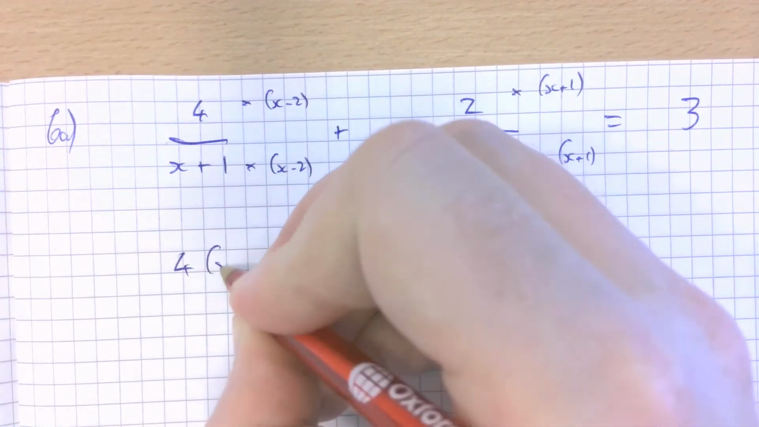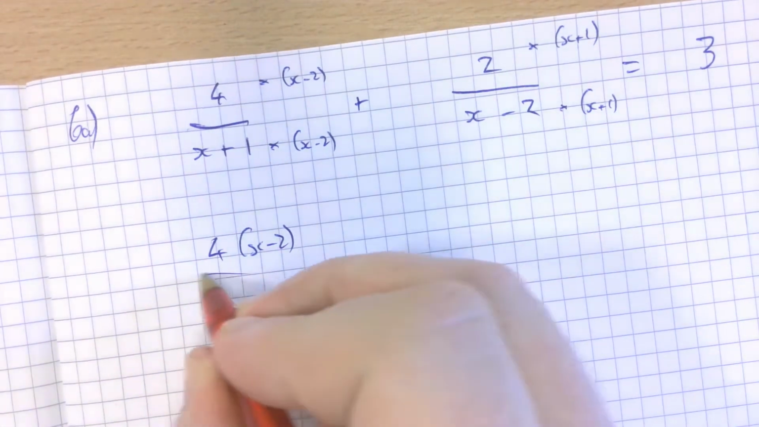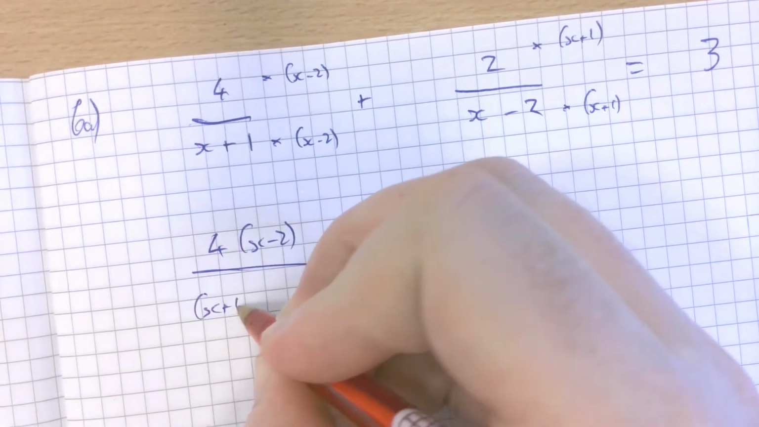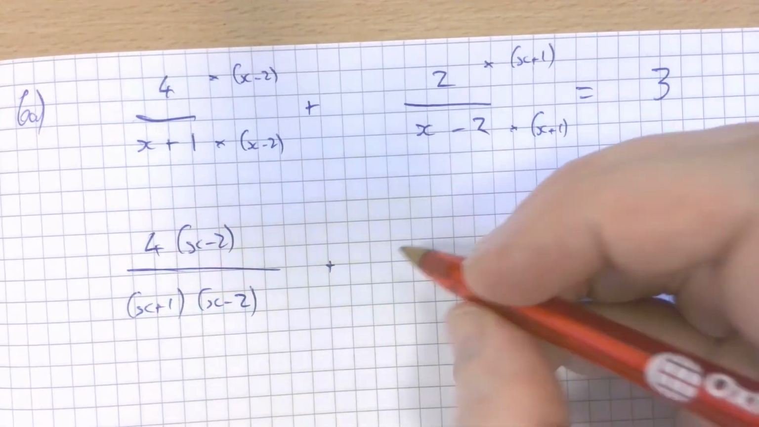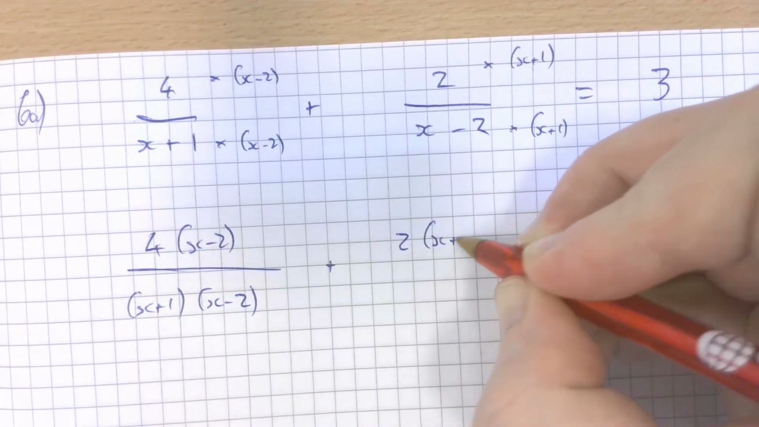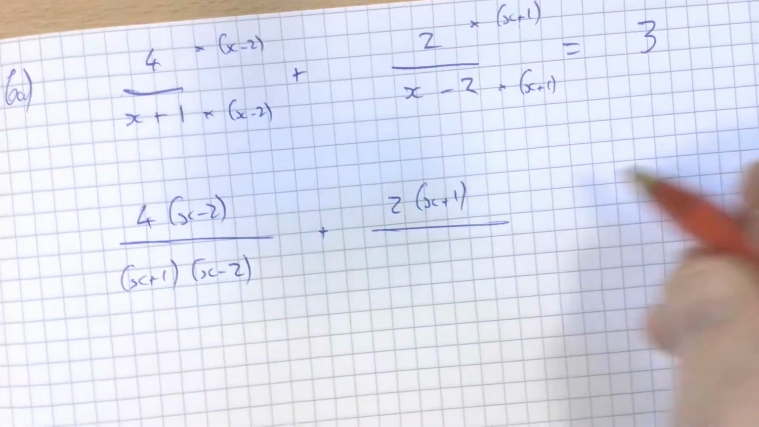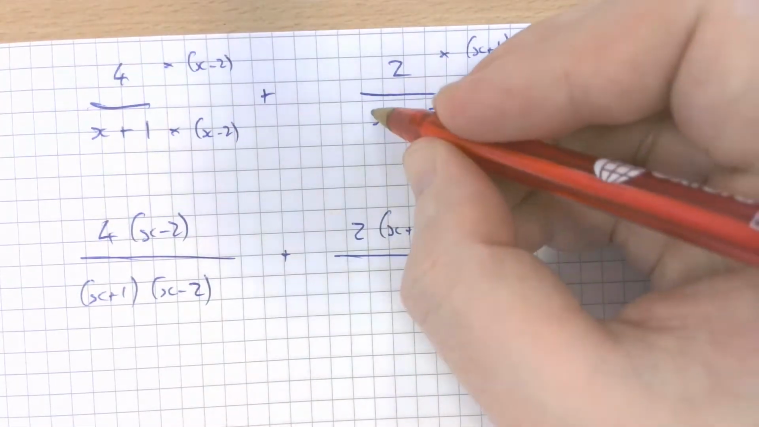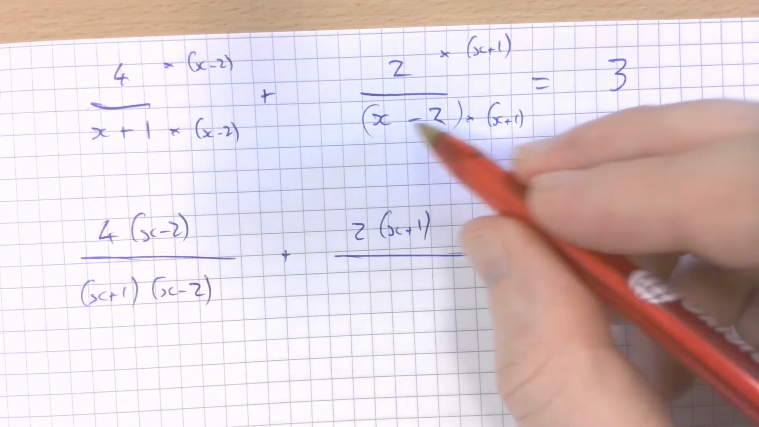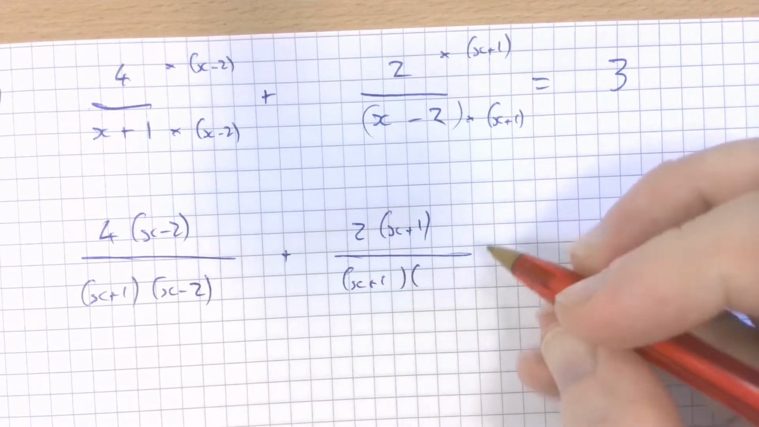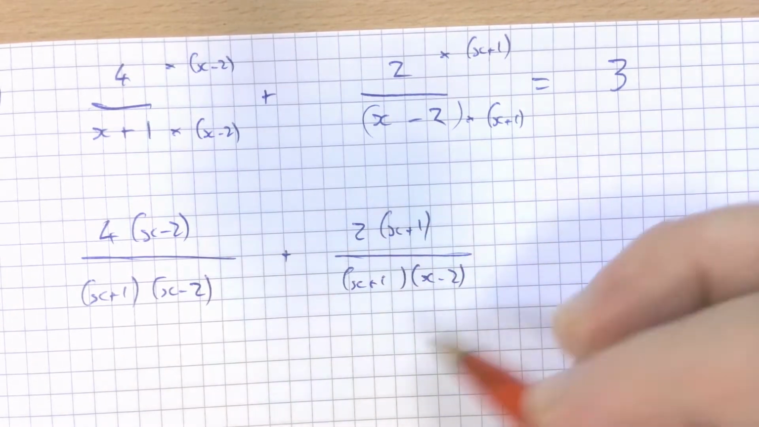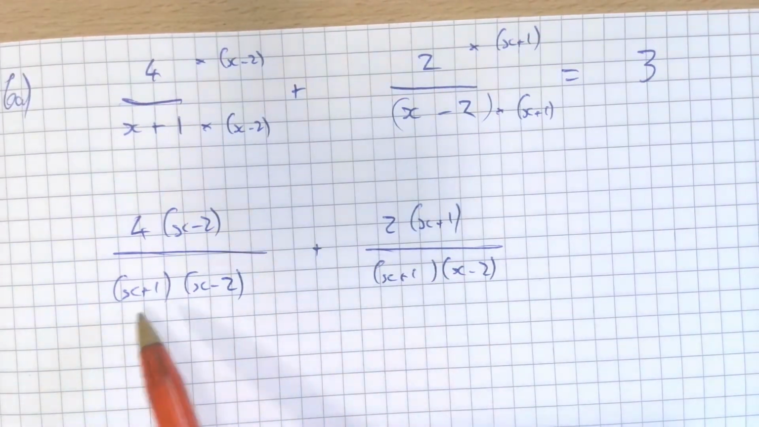Let's write the next line of work based on what we've done here. x plus 1, x minus 2. Okay, and then this other fraction will be 2 times x plus 1. And then on the denominator, I know that they're this way around on the denominator here, but we can write them in the same order as the first fraction. And it's a good idea too, because we're trying to establish that the denominator is the same.